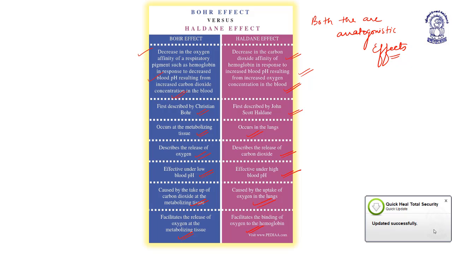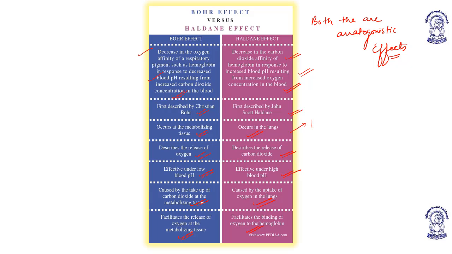The Haldane effect was first described by John Scott Haldane. The Bohr effect was first described by Christian Bohr. The Haldane effect basically occurs in the lungs at the level of alveoli. The Bohr effect occurs at the metabolizing sites, that means at the tissue level. The Haldane effect describes the release of CO2. The Bohr effect describes the release of oxygen gas.